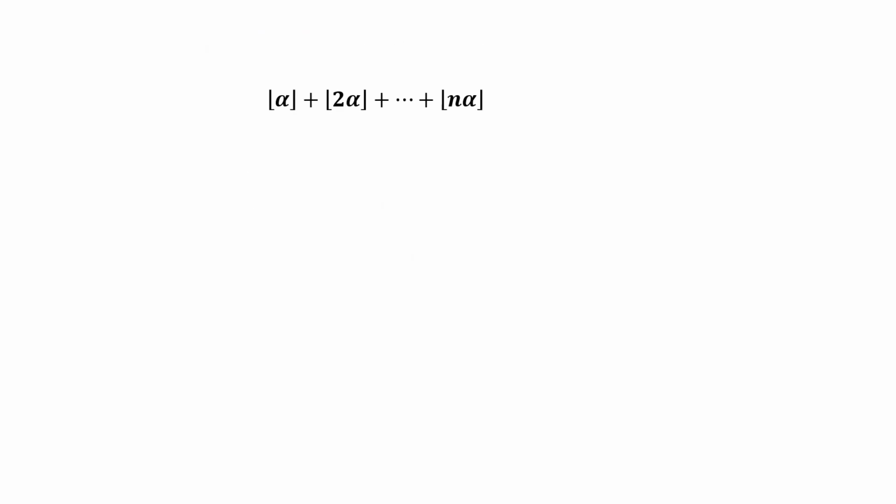Let's solve this problem. This is an algebra question. We have to find the possible values of real number alpha that satisfy a condition. The given expression is divisible by every positive integer, n. The floor function is a little bit tricky to handle, so we will consider alpha as an integer first.